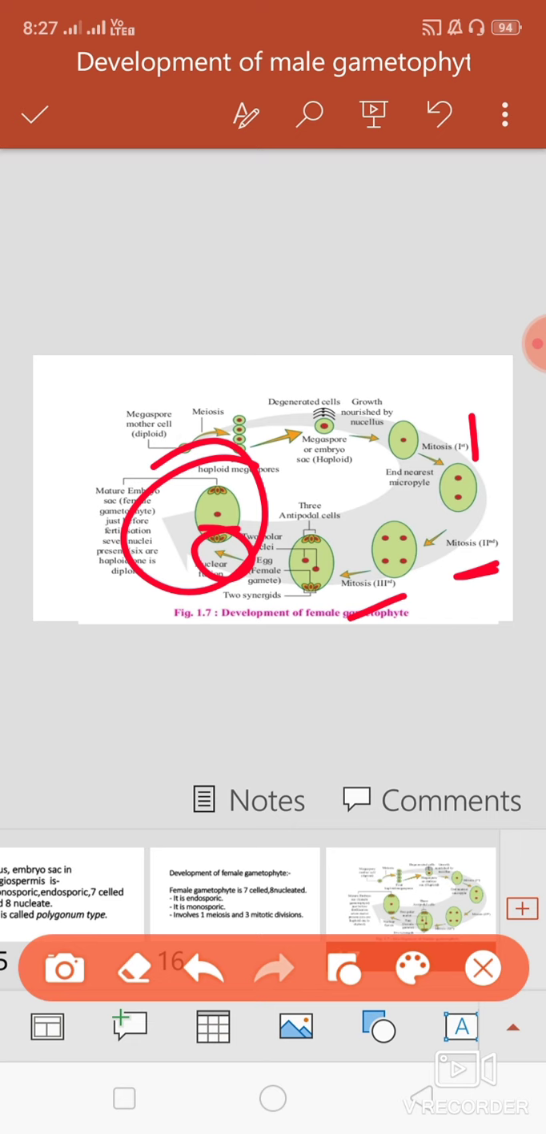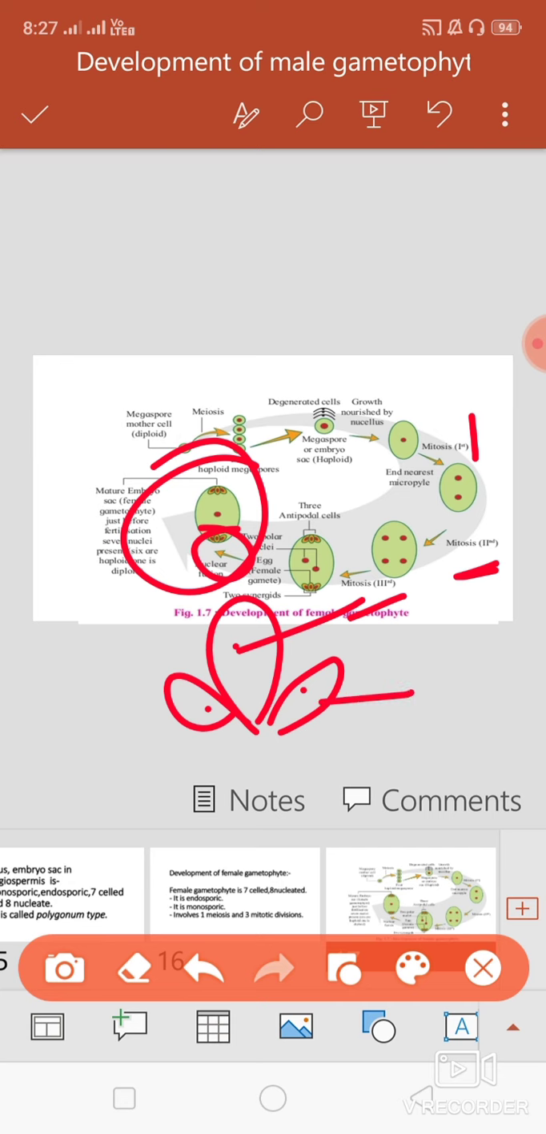The egg apparatus is formed by 3 cells: the central large egg and 2 lateral synergids. The egg is haploid. When the fertilization process takes place, the first male gamete unites with this egg to form the diploid zygote, and later on this zygote develops into the embryo, right?